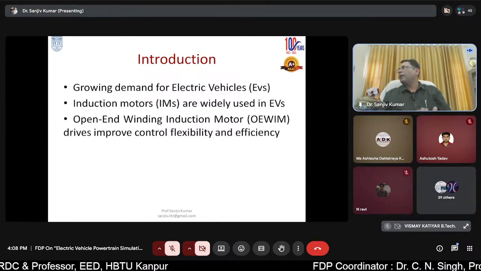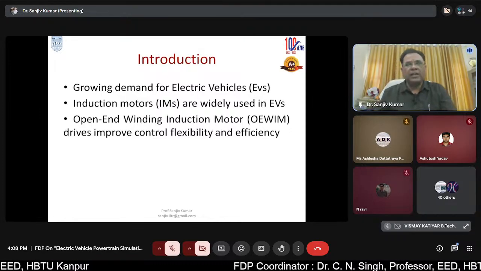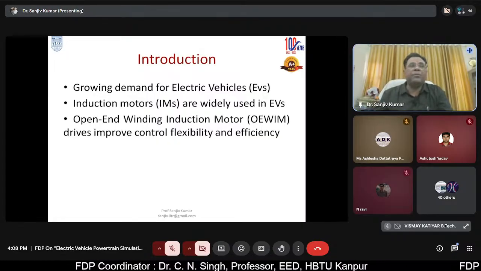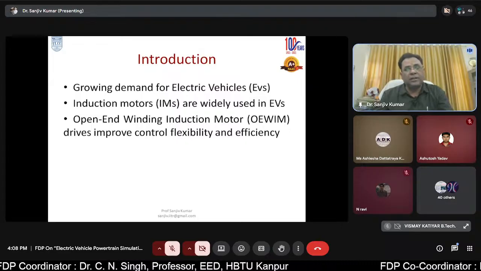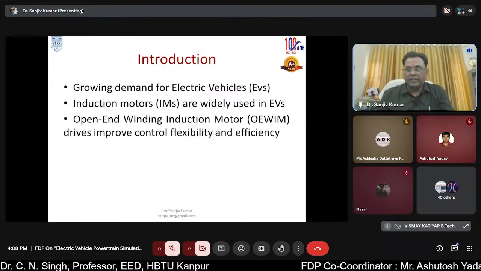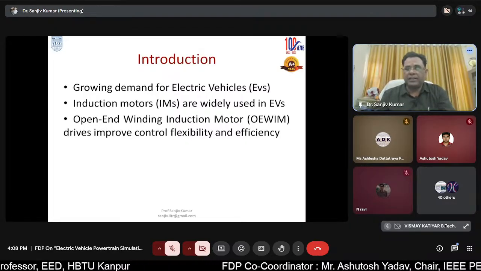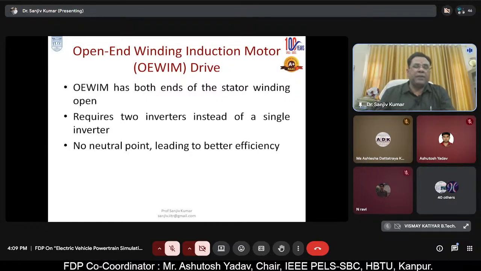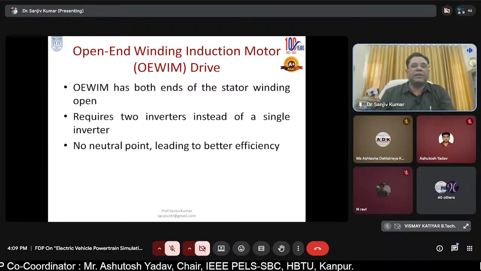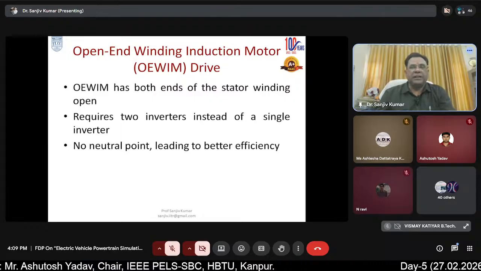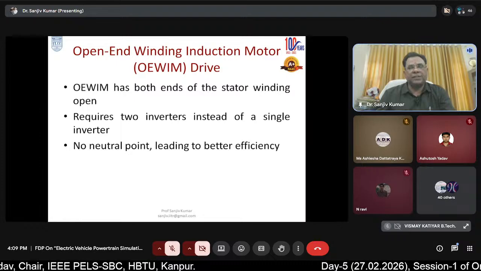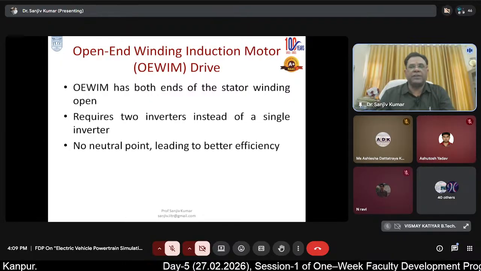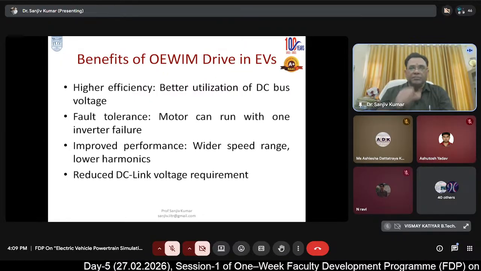In this, we simply open the neutral and feed the motor from both sides. You might remember the topology which Dr. Behra discussed, right? This open end winding induction motor requires two inverters because we are feeding both sides. The stator is open and now it has six terminals; three terminals are fed from one inverter and the other three from another inverter, right?